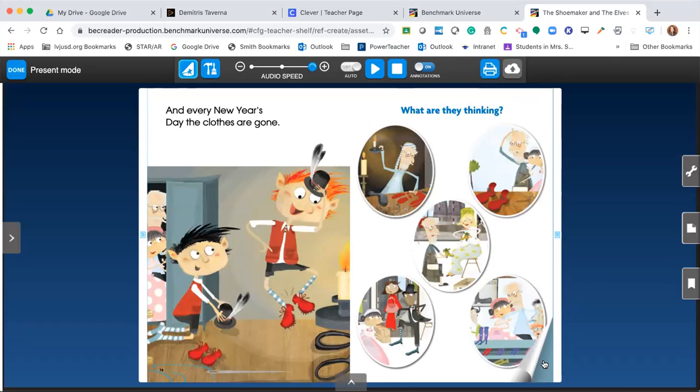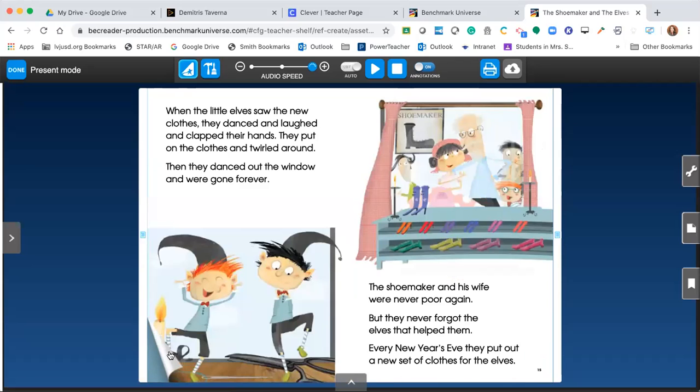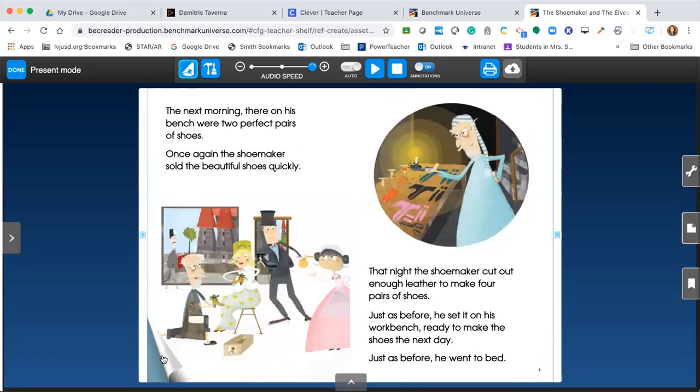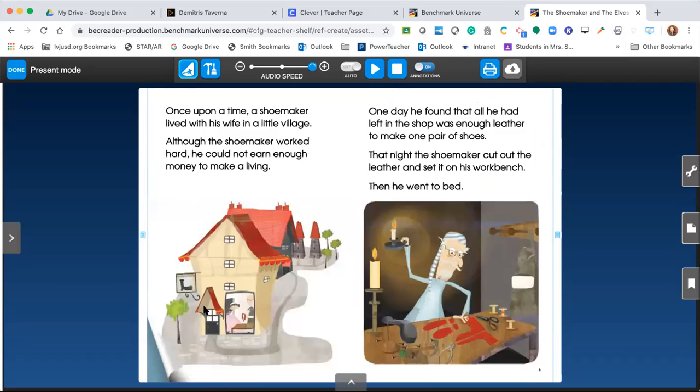Okay, now that we completed the text, we need to think about what were some of the key events in the text. Let's go back and think about what happened at the beginning. At the beginning of the story, the shoemaker put out the last leather that he had, and he was not making enough money to support himself. He didn't have enough money to buy food and pay his rent. It said he could not earn enough money to make a living. That means that he can't buy the things that he needs. He cut out the leather and went to bed.